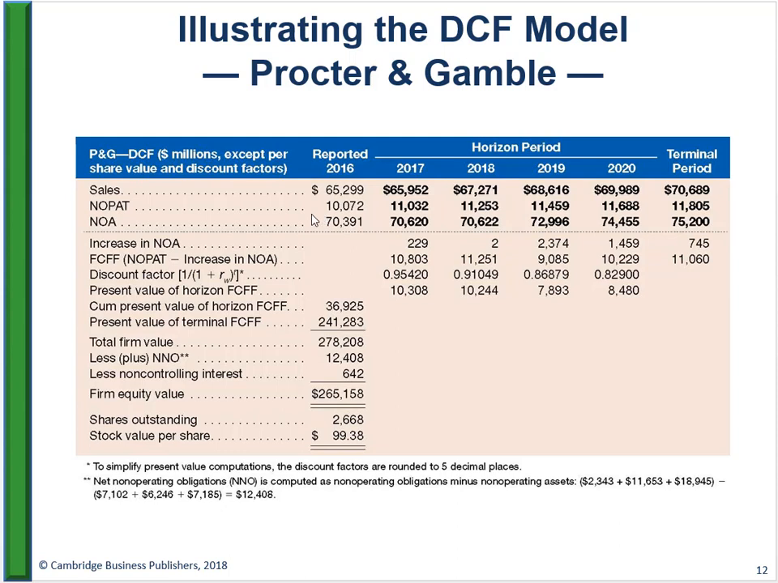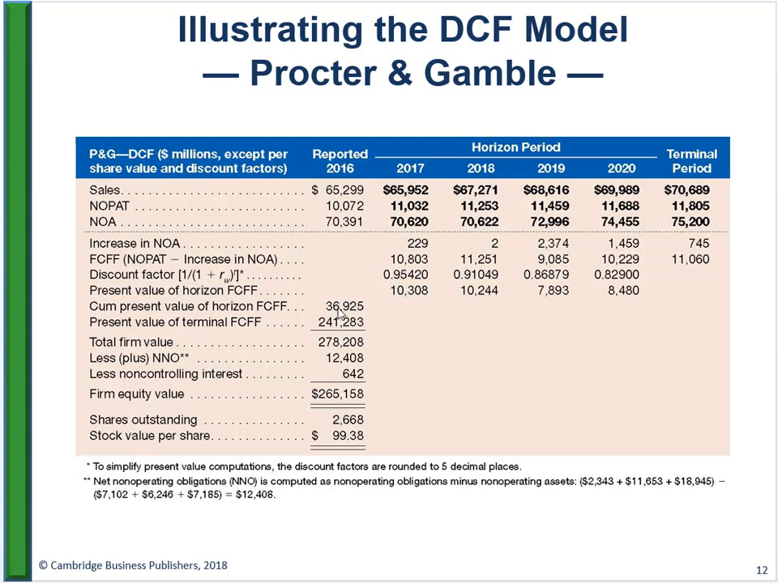So now we're going to look at the increase in net operating assets, or the difference year over year. We're going to use that to calculate our free cash flows, so NOPAT minus the increase in net operating assets. So that shows up as $10 billion in 2017. We're going to discount each of these cash flows back to the present value using this present value factor, or you could use a financial calculator, or you could use an Excel spreadsheet. So we have the present value of each of those cash flows.